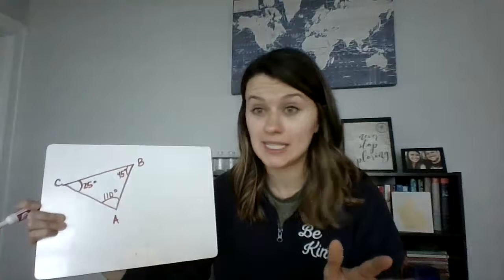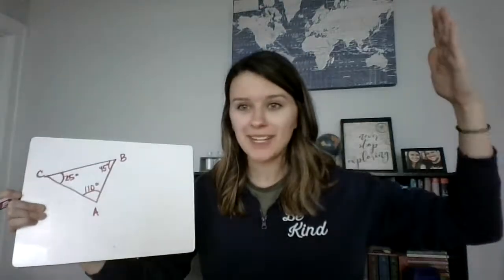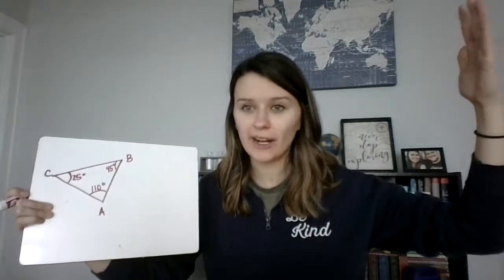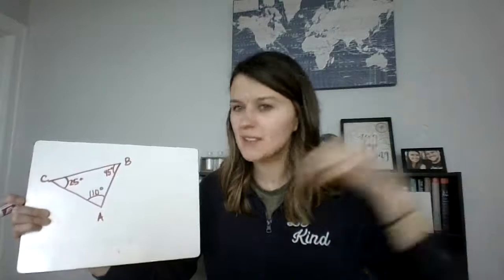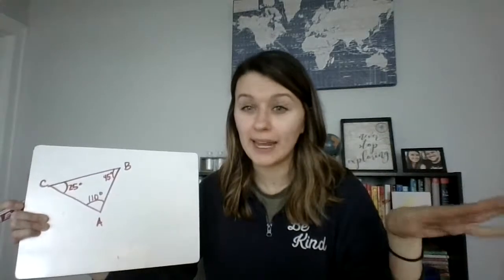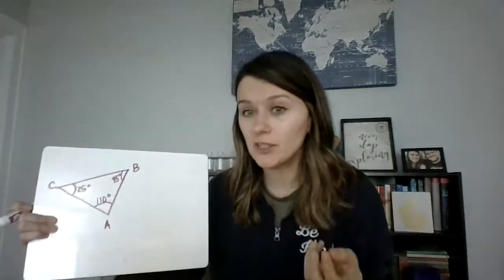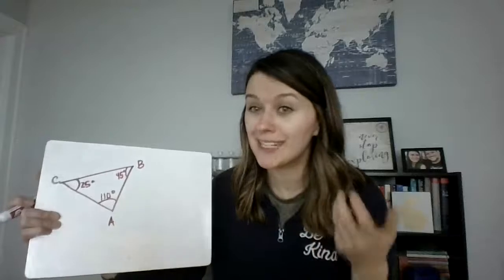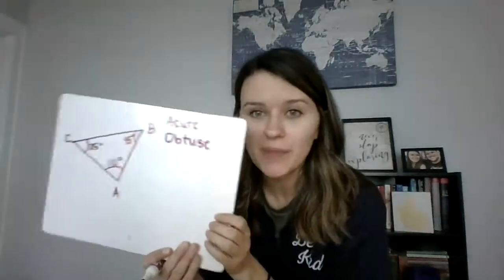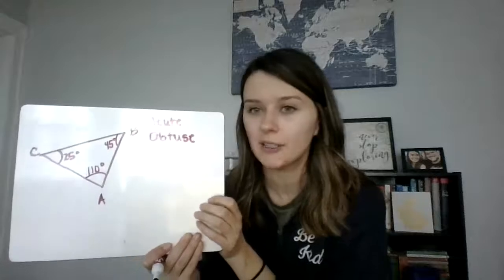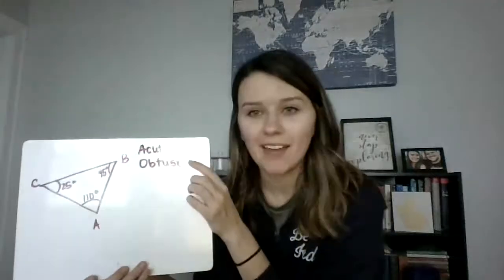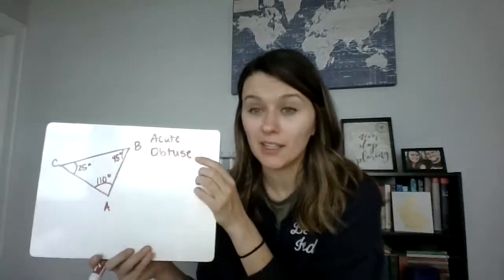Right away, I know this is not a right triangle because I do not have that square angle, that 90-degree angle. So I can take that off as an option. My only other two options when describing my triangle using angles is acute or obtuse. Acute means all of my angle measurements are less than 90 degrees. Obtuse means I have an angle measurement that is greater than 90 degrees.